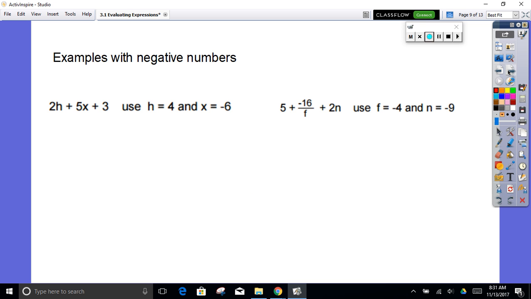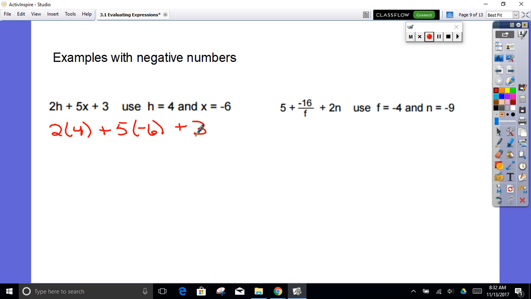Okay. Next are some examples with negative numbers. This is where it gets a little tricky. Most people can handle the positive numbers. Negative numbers, sometimes you get mixed up with the signs a little bit. So here we have h equals 4 and x equals negative 6, which gives me 2 times 4 plus 5 times negative 6 plus 3.